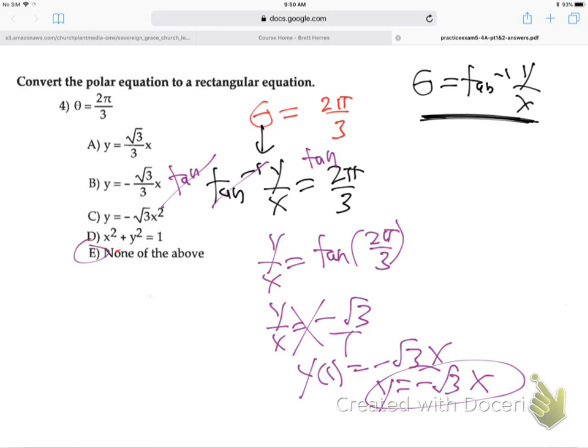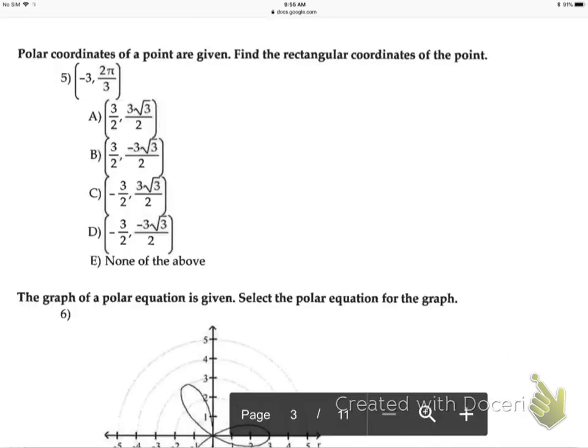Questions on that okay? So theta is inverse tangent of y over x. Take the tangent of both sides, gets rid of the inverse tangent. Over here, tangent 2 pi over 3 is negative root 3. Cross multiply, there it is. All right, better move on.